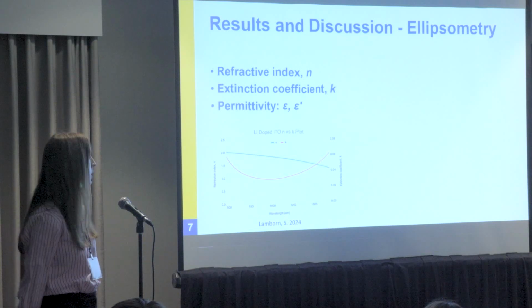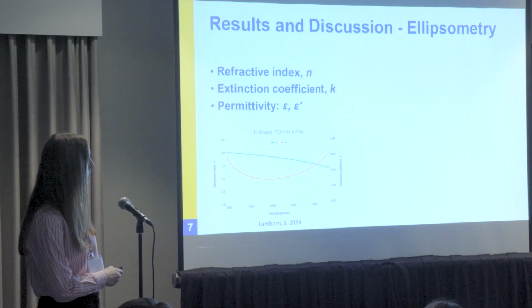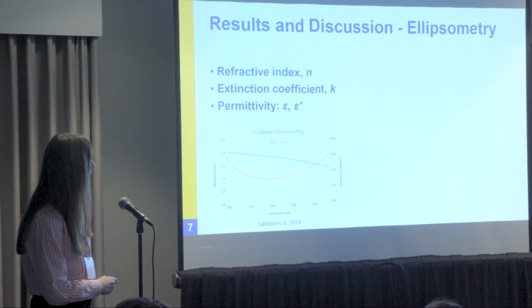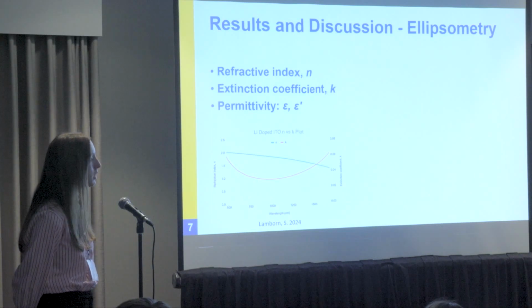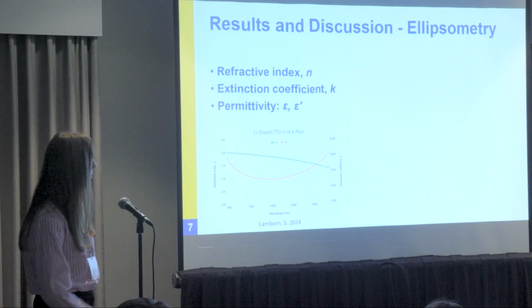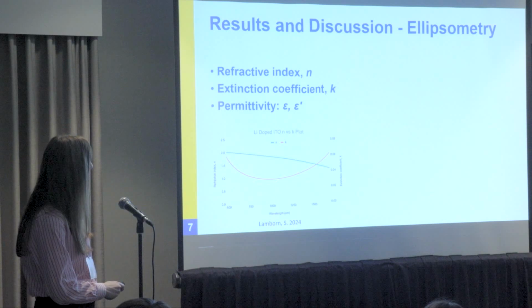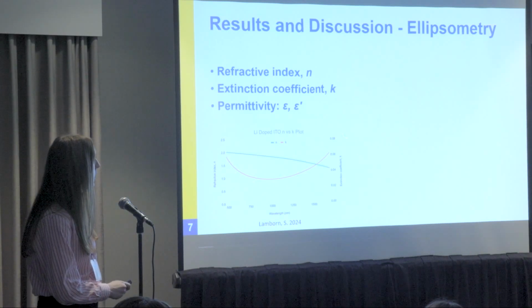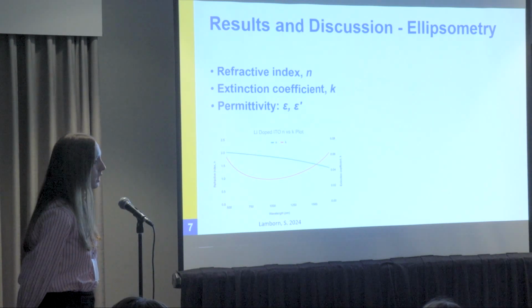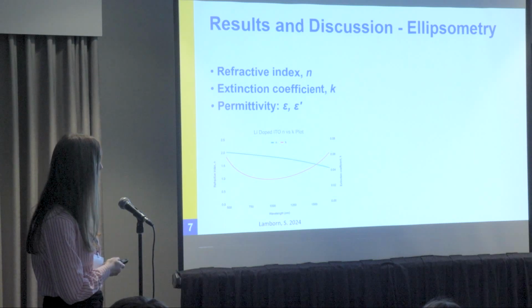And then for ellipsometry, first, the refractive index N is represented by this blue line here. We see that there is a change as the wavelength increases, which is what we're looking for. It shows a strong response to incoming light of different wavelengths. And then the extinction coefficient, K, is represented by this red line. And we see on the right y-axis, the range goes from 0.00 to 0.08, which indicates a highly transparent film, which is also ideal for our applications.